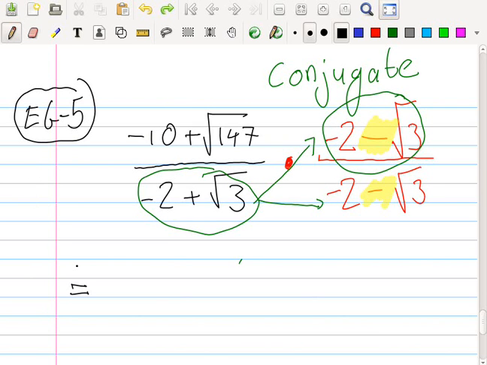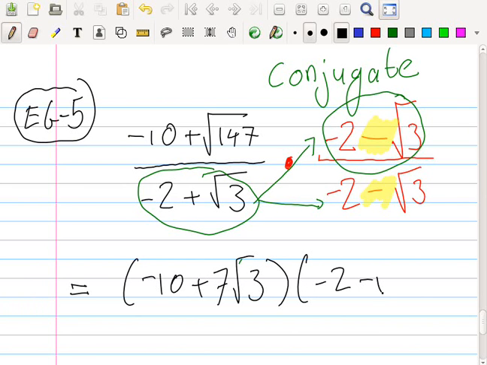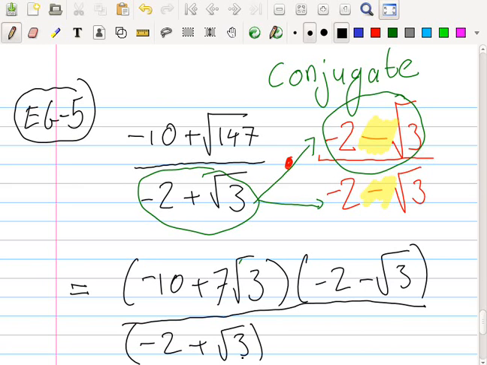Okay. Now, before I go ahead, can somebody type in root 147? It's 7 root 3. Yeah. Minus 10 plus 7 root 3 times minus 2 minus root 3, all over minus 2 plus root 3 times minus 2 minus root 3. So I've changed this division problem into two multiplications. So we'll multiply them now.